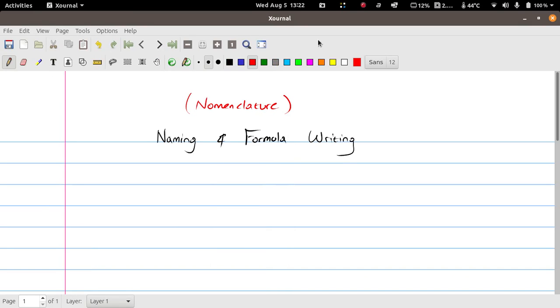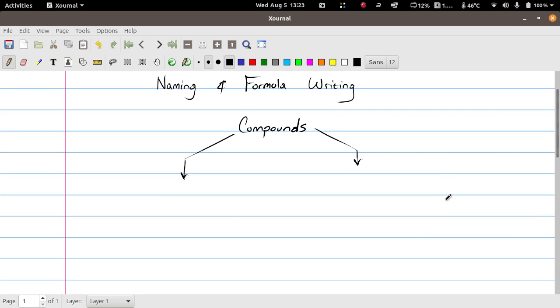Okay, so in this video, we're going to talk about naming and formula writing for compounds, which is pretty much referred to as nomenclature. So let's get started. So again, I'm going to just highlight what a compound is super quickly, just so there's no confusion. So we have ionic in red and covalent in blue.